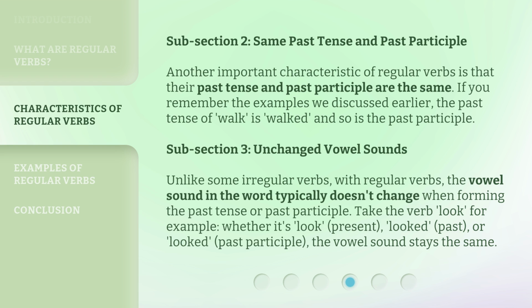Subsection 3. Unchanged vowel sounds. Unlike some irregular verbs, with regular verbs, the vowel sound in the word typically doesn't change when forming the past tense or past participle. Take the verb look, for example. Whether it's look present, looked past, or looked past participle, the vowel sound stays the same.